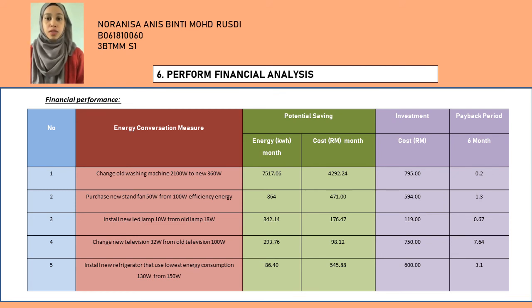Next, purchase a new stand fan of 50 watt from 100 watt. For potential saving in energy kilowatt hour is 100.8 and cost is 21.97. Next, the investment is 15.80 and the payback period is 0.71.